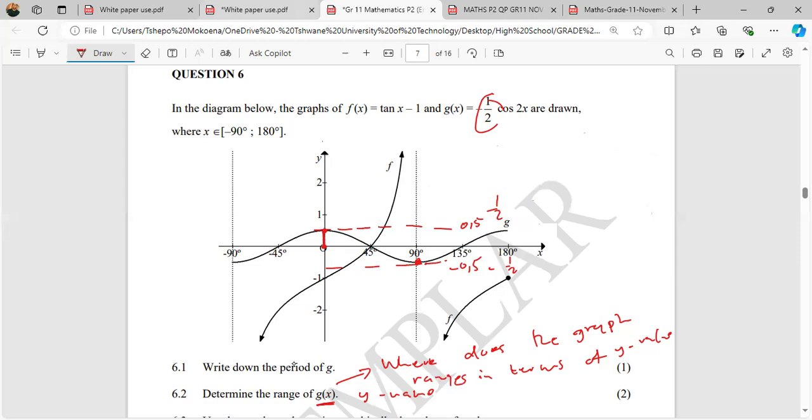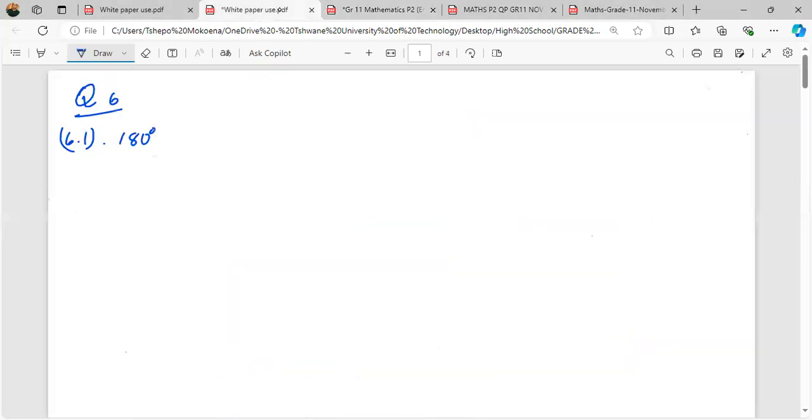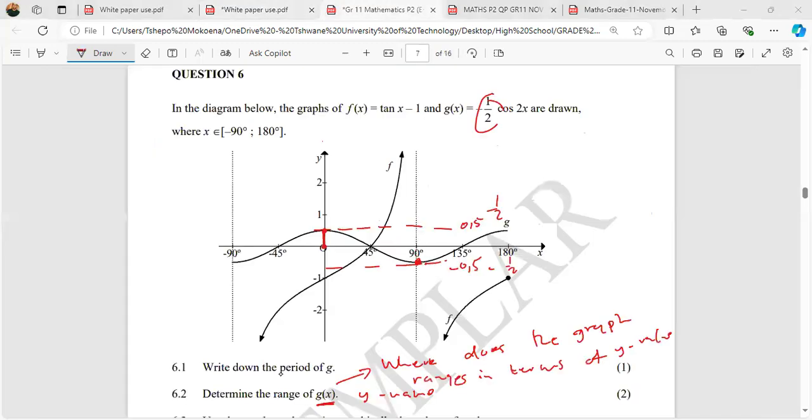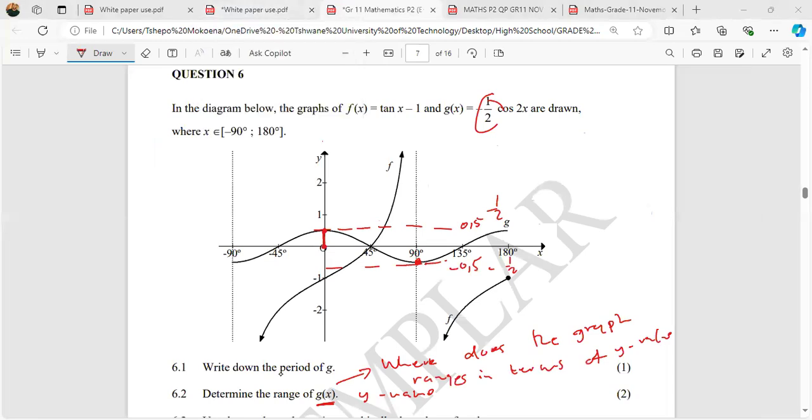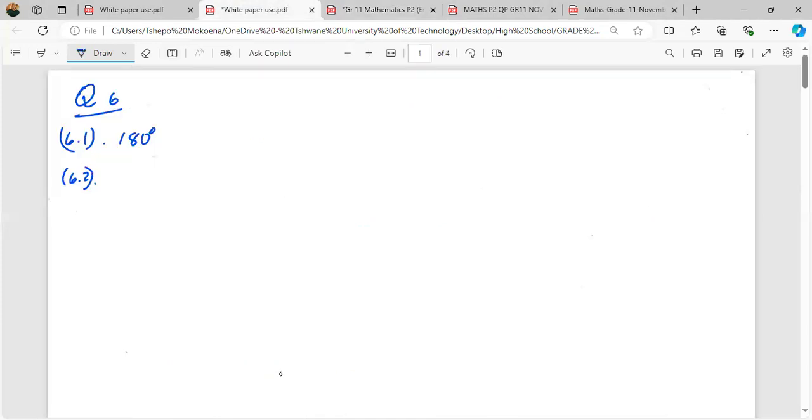So to determine the range of g of x, how are we going to write that? The range of g of x for 6.2. So for 6.2, we are actually going to say the range of g of x. It's going to be what? It's going to be included, you see, because our graph also passes there at 0.5 or 1/2. We're going to include that. So when you use the inequality signs, we have to use the one that includes. So we're going to say y, because we're looking for the range. We're going to say y, it is less than what?